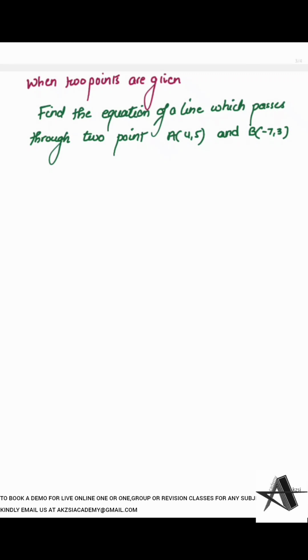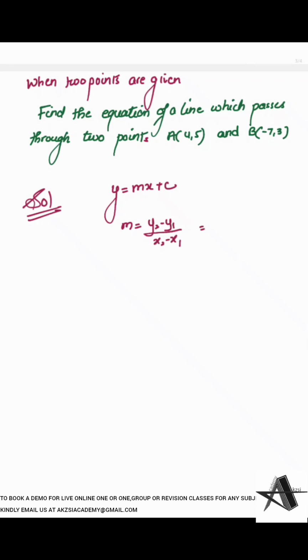Say for example, in this question, it says find the equation of a line which passes through 2 points. A is 1 comma 4 and B is negative 7 comma 3. Again, whenever we are finding the equation of a line, I'll start with y is equal to mx plus c. And my motive should be finding c and m. That's all. So m I can easily calculate. We know it's y2 minus y1 over x2 minus x1.